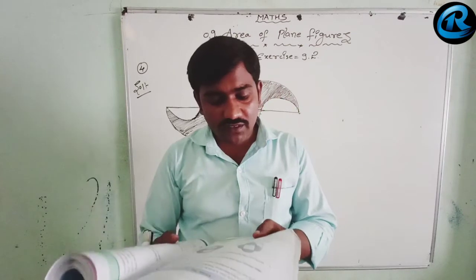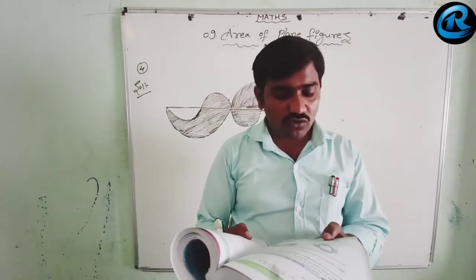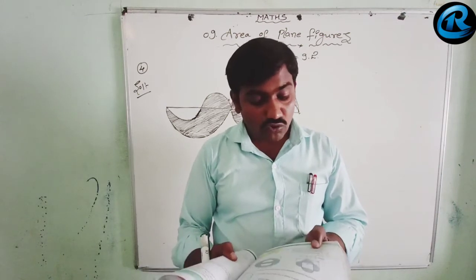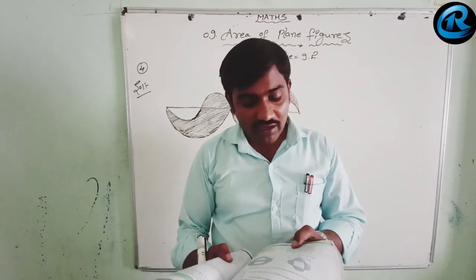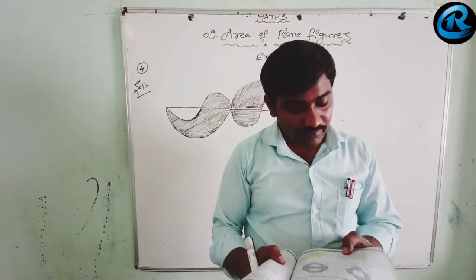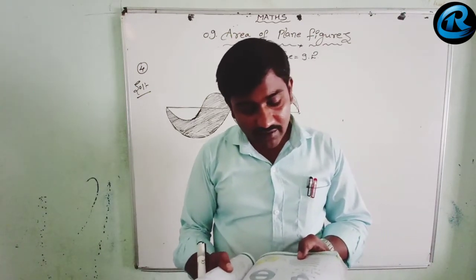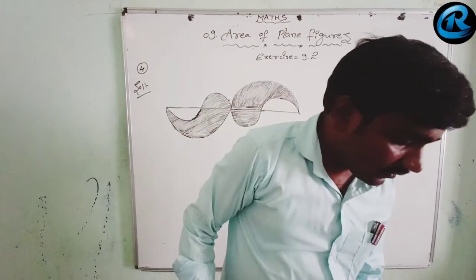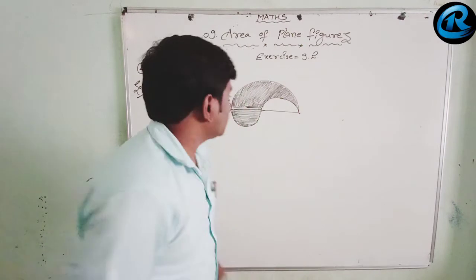The adjacent figure consists of 4 small semicircles of equal radii and 2 big semicircles of equal radii, each of diameter 42 centimeters. Then find the area of the shaded region.